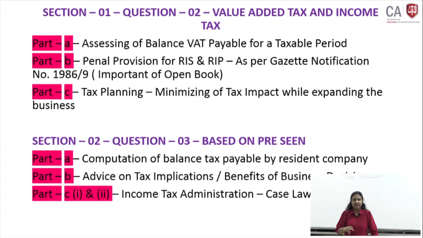And part C is tax planning for 10 marks: minimizing the tax impact while expanding the business. Where we are going to expand the business, how are we going to minimize the tax implication? The same way, in the December 2020 paper under section 3, this kind of area has been tested.